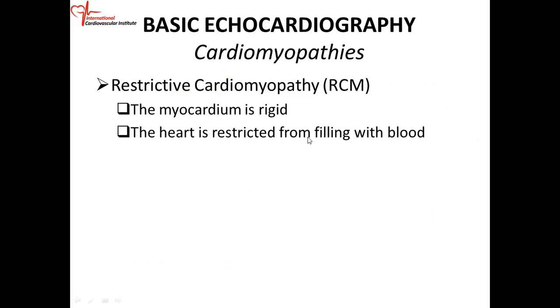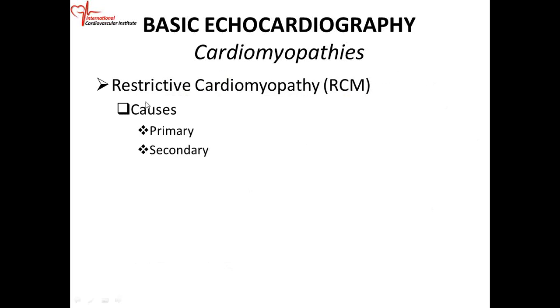The heart muscle is restricted from filling with blood. So you have primary causes and secondary causes. Primary cause would be something directly infiltrating the muscle, and then secondary causes, the patient has some other disease process which causes the heart to be secondarily involved. So some of the primary restrictive cardiomyopathies, where the heart muscle is infiltrated with these substances, are Loeffler's endocarditis and endocardial fibroelastosis.